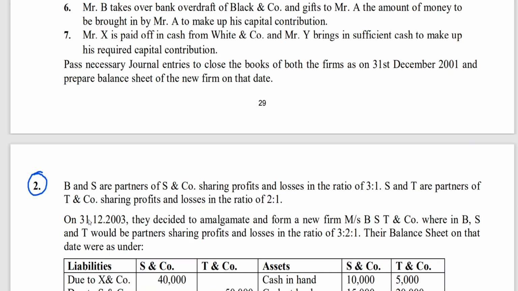The same problem appears in our material 5 to 6 times, in various ways, in various papers. Only the values, the company name and the partnership firm name change. Amalgamation of partnership doesn't have much significance because you also have amalgamation of companies. Having said that, you can expect even this in the examination.